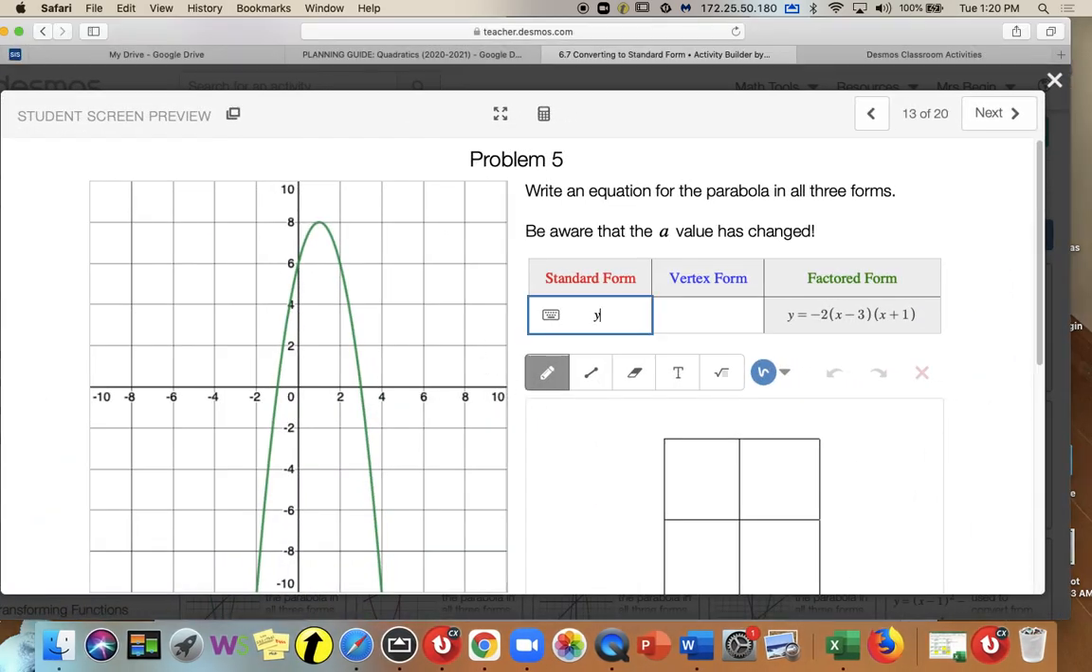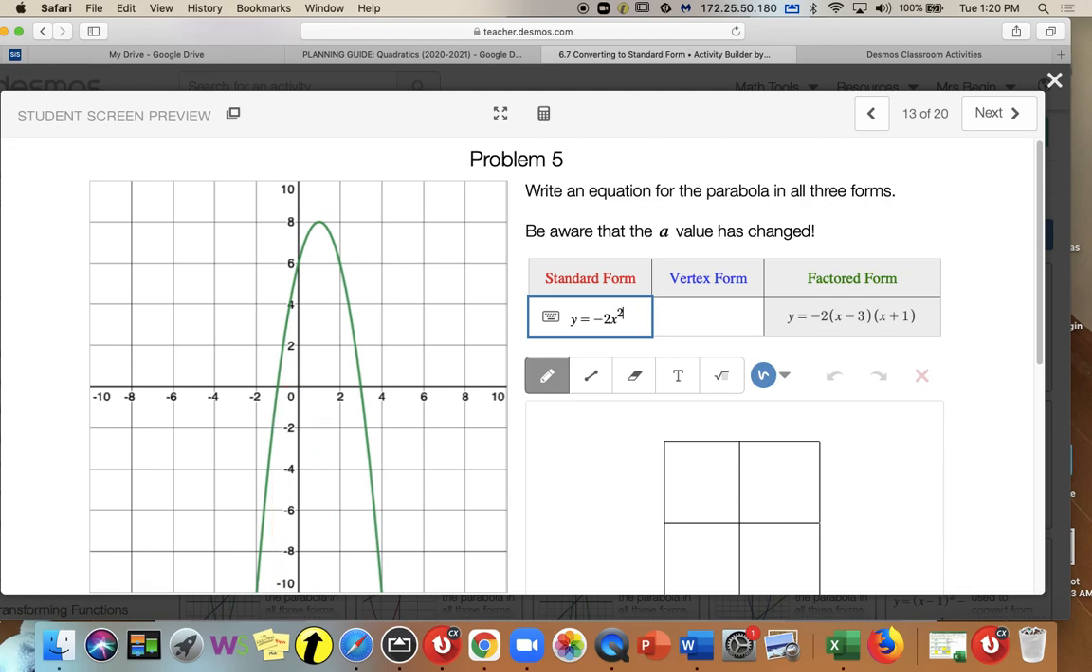So y equals, the negative will make it upside down, -2x squared. Oops, I forgot my negative. And then it was plus 4x plus 6. And then we can see it matches up.